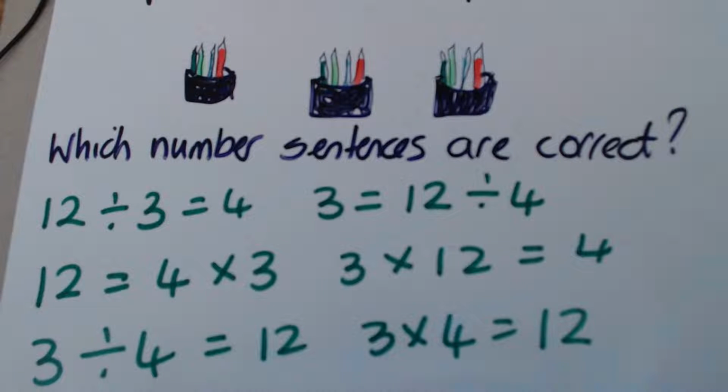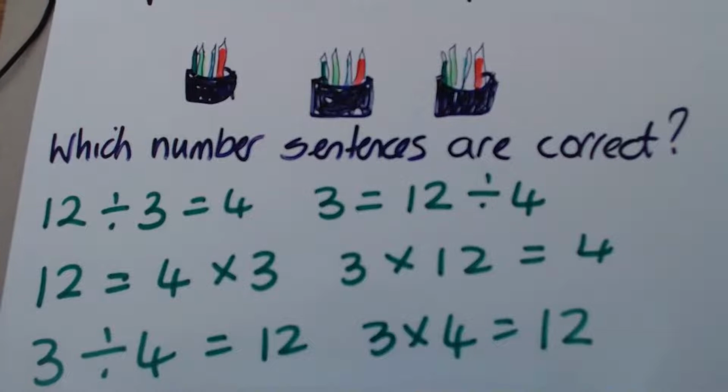There are some very, very wrong maths equations in there. Can you find them? Something going on in there is very wrong. Can you find them?